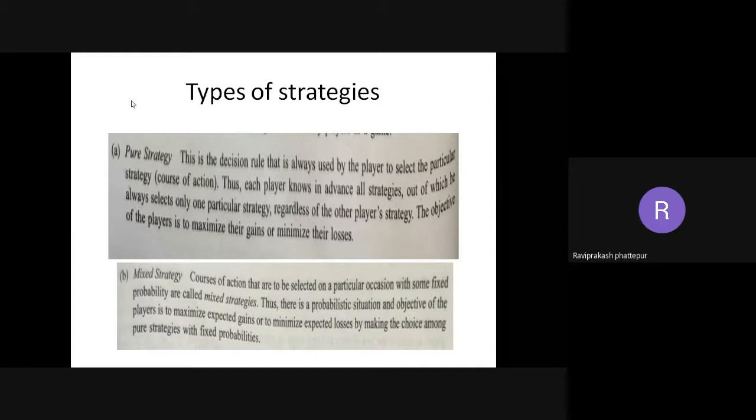Mixed strategy: based on what he does, I am taking a decision, and there are probabilities involved. If I do this, this much failure probability is there, this much loss could happen, or this much gain could come to me. So these are the probabilities involved there. This is called the mixed strategy, pure strategy and mixed strategy.